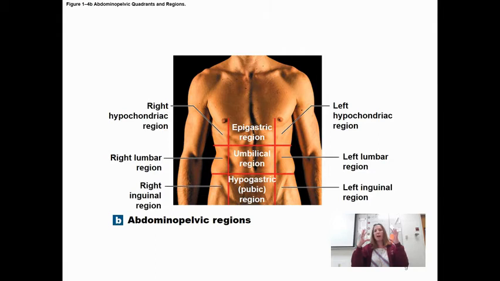Okay, so I have these regions: hypochondriac, lumbar, and inguinal. Those are up higher. Chondro refers to cartilage, and your ribs have cartilage, and this is where your ribs are. So it's kind of like under the ribs a little bit, and that's also helpful to me. But you might want to just go with always uptight, nervous, hypochondriac. Those are the ones that are up higher.